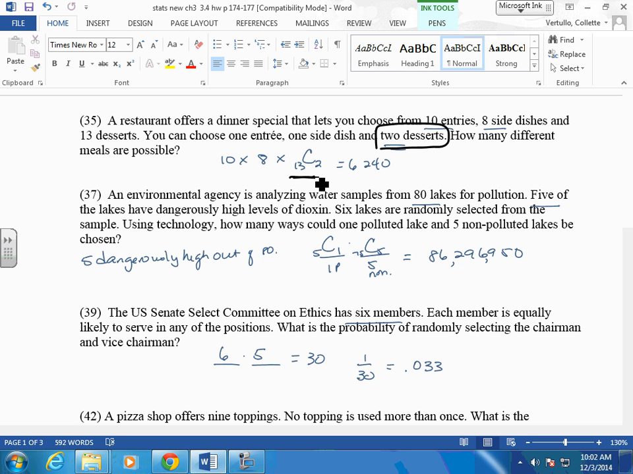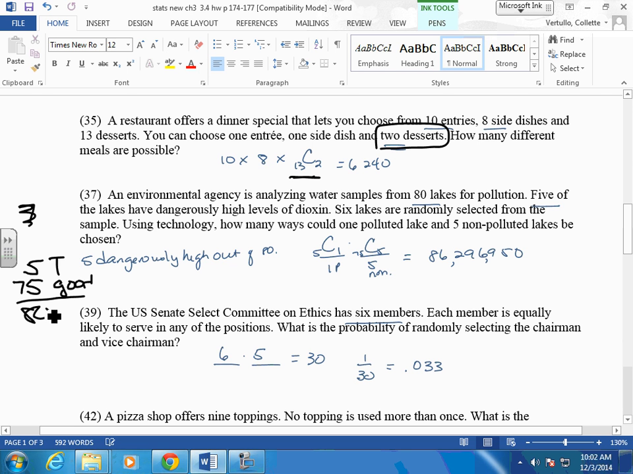Number 37. This is also how many ways. An environmental agency is analyzing water samples from 80 lakes for pollution. 5 of the lakes have a dangerously high level of dioxin. So out of your 80, 5 are toxic, whatever you want to call it. And out of that, 75 are good. This is what you need to keep track of, this piece right here. Take it out of the information, write it out.